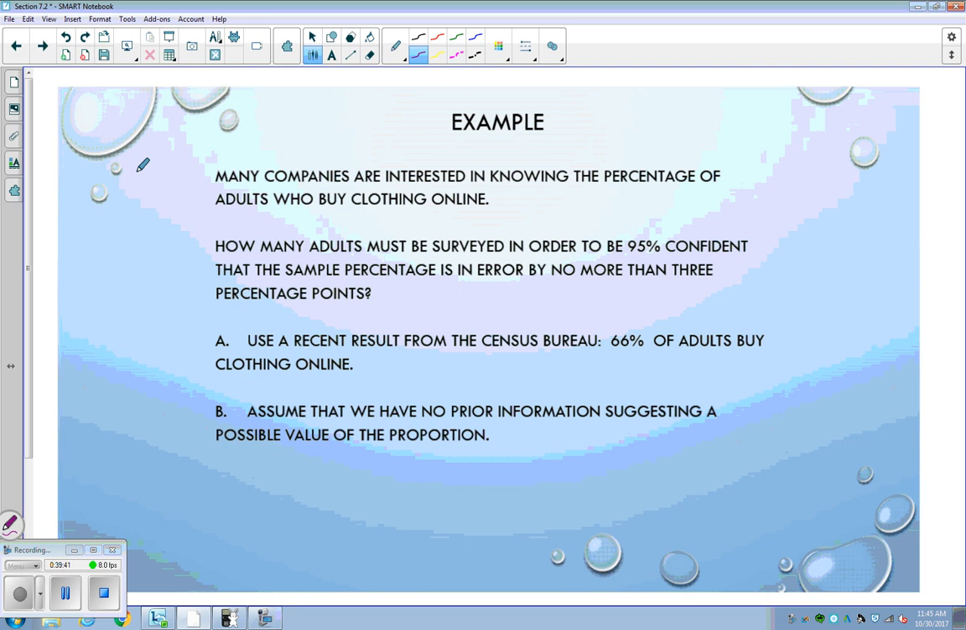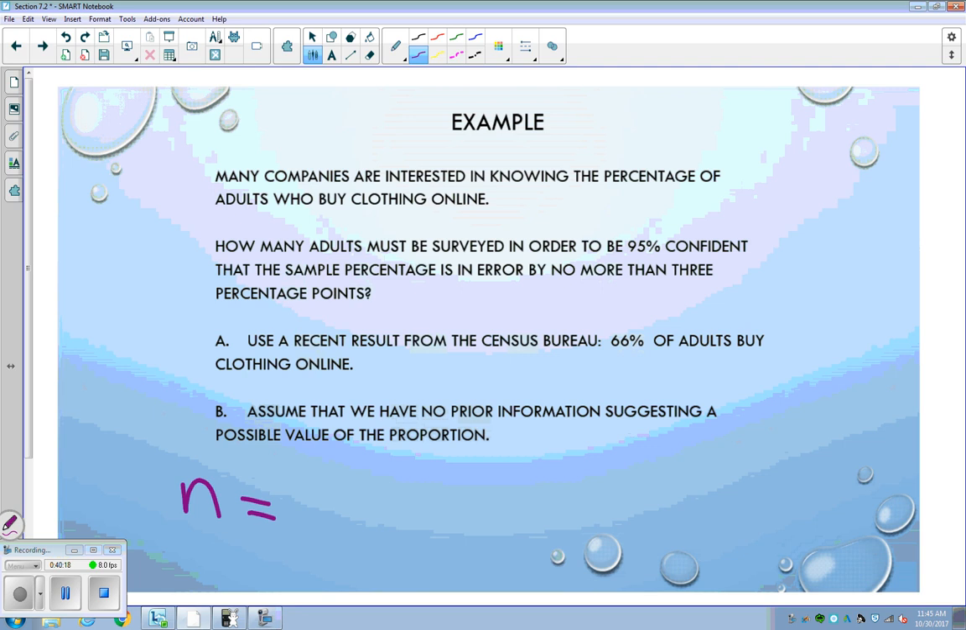Many companies are interested in knowing the percentage of adults who buy clothing online. How many adults do I need to survey in order to be 95% confident that the sample percentage is in error by no more than 3 percentage points? Okay, so what am I looking for? I'm looking for n. Correct?